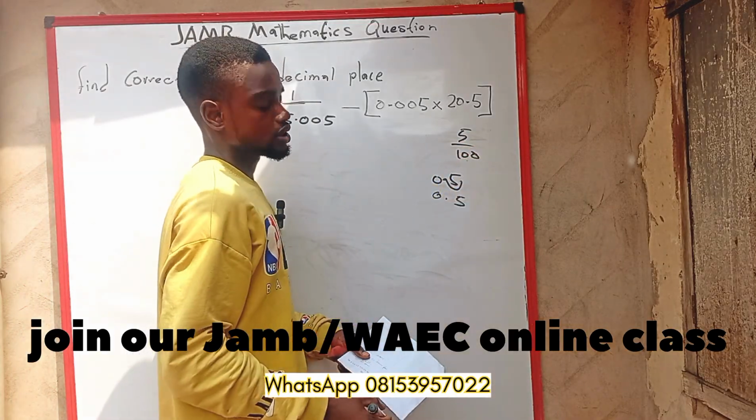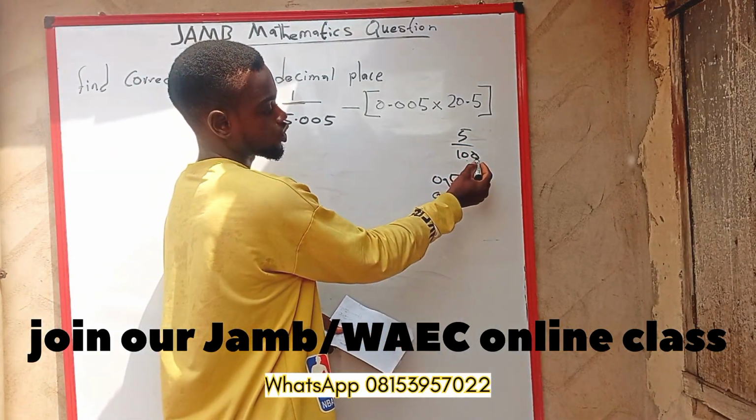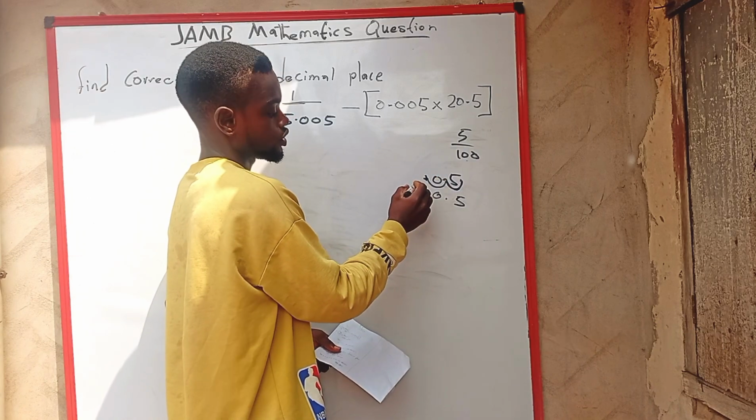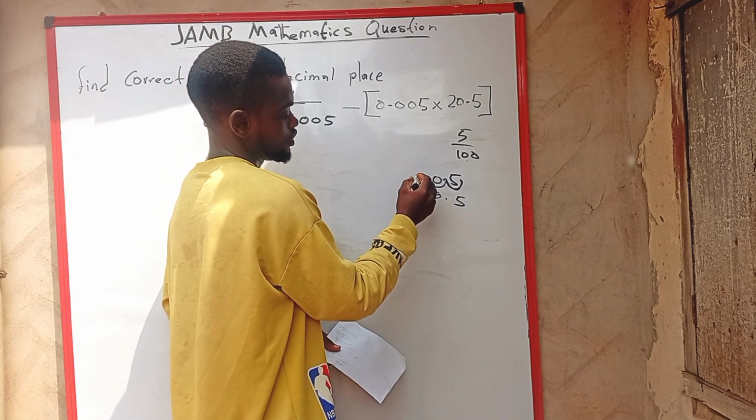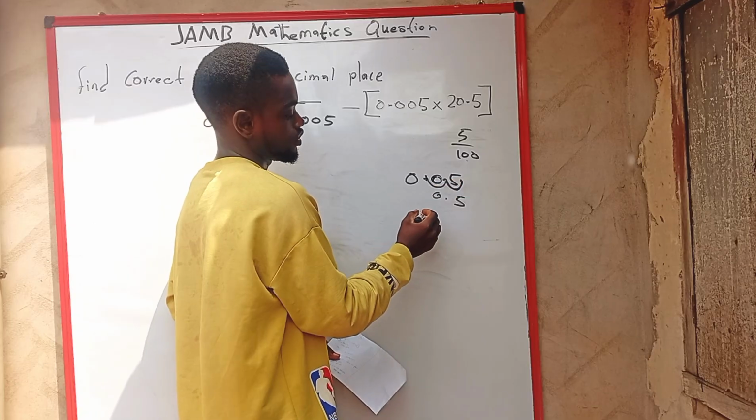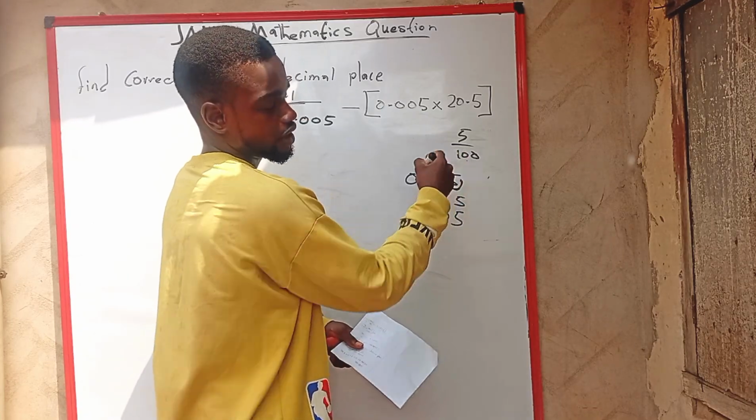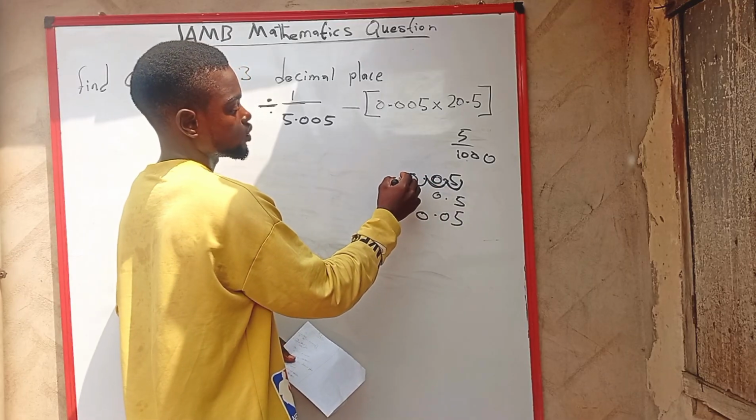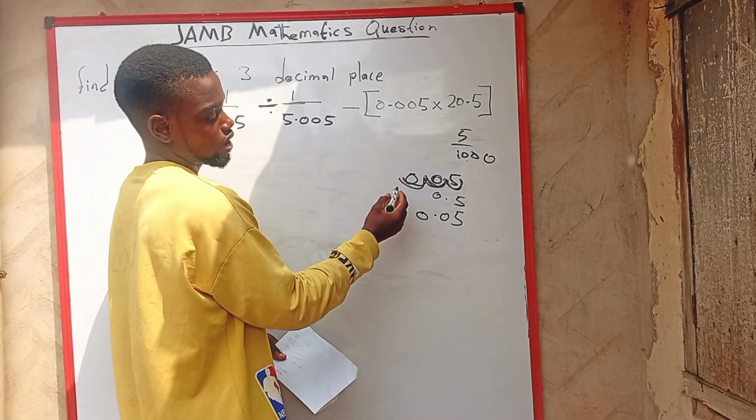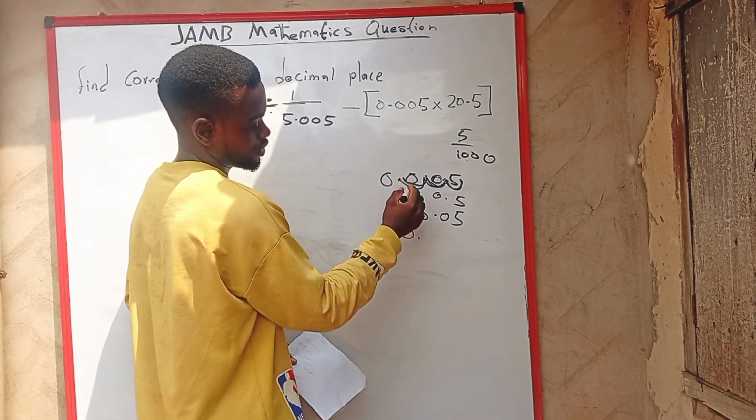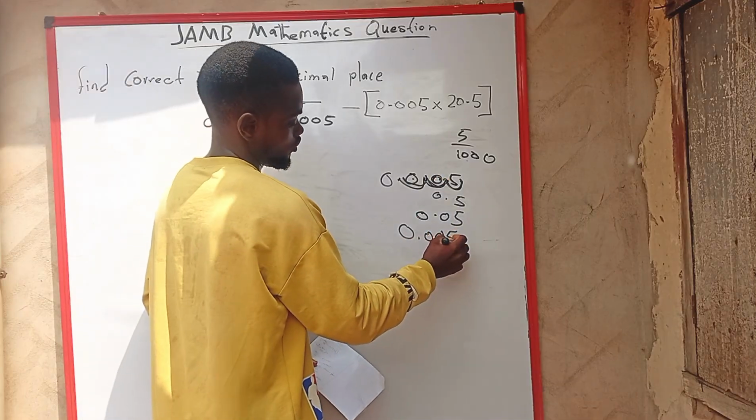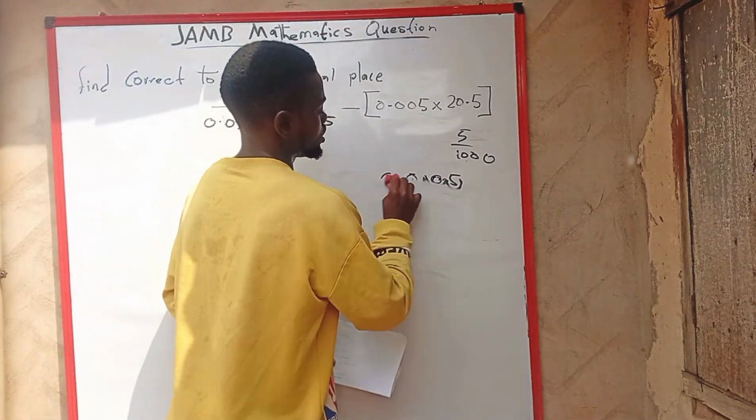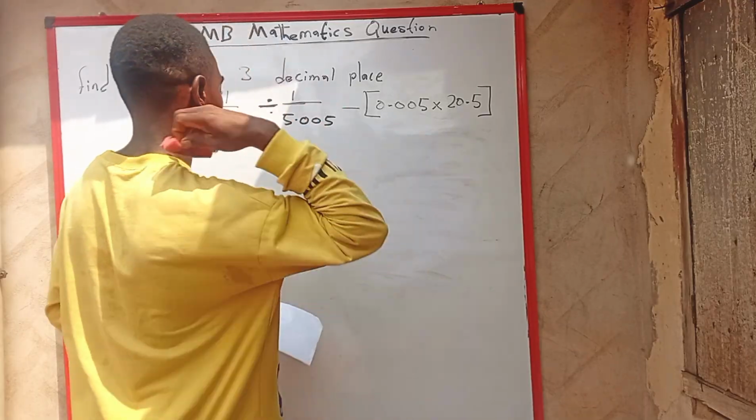Assuming this was 100, from here you move 2 times because you have 2 zeros. 1, 2. So the point will now be, you now have what? You now have 0.05 as the value of this. So if you have 1000, you move what? 1, 2, sorry, 1, 2, 3. You see, you have 0.005. That is when you have 1000. So having known this, you can solve what is here on the board as fast as possible.